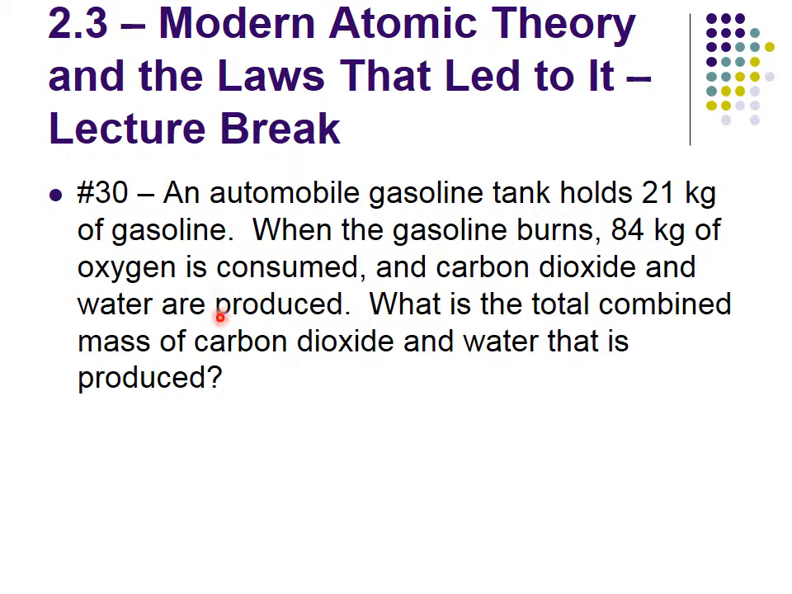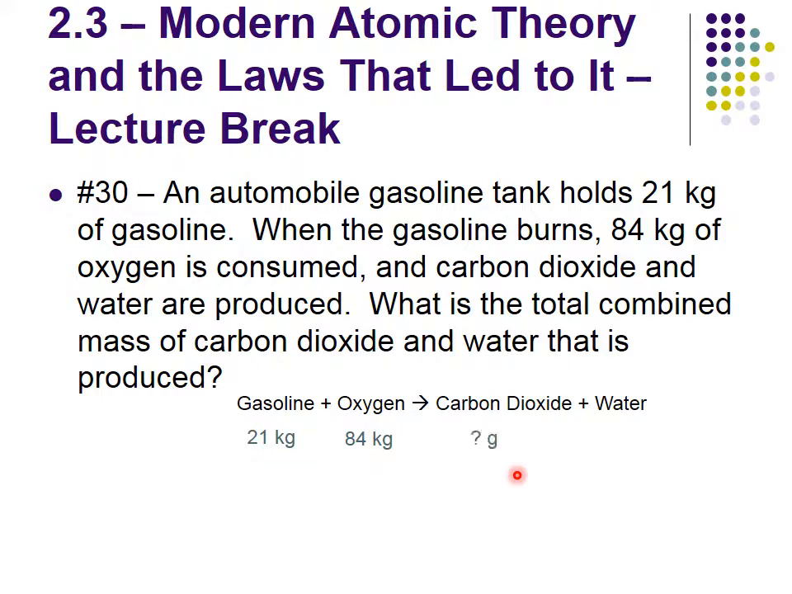So we're looking for keywords. We have the word produced, we have the word consumed. These are things that are telling us which side of the equation. So we can write out a little equation. Gasoline and oxygen are on the left, carbon dioxide and water on the right, and we know some of the numbers. We know we have 21 kilograms of gas, 84 kilograms of oxygen. We don't know how much carbon dioxide and water. That's what we're trying to find out.